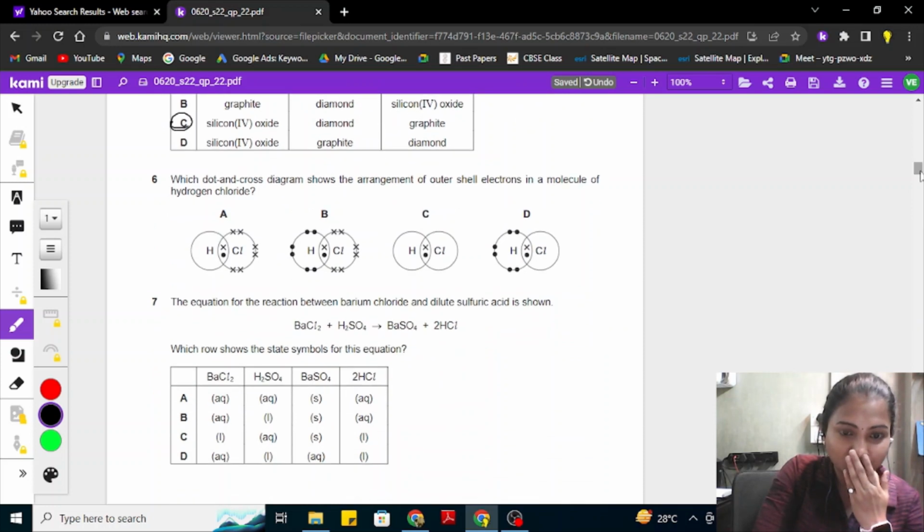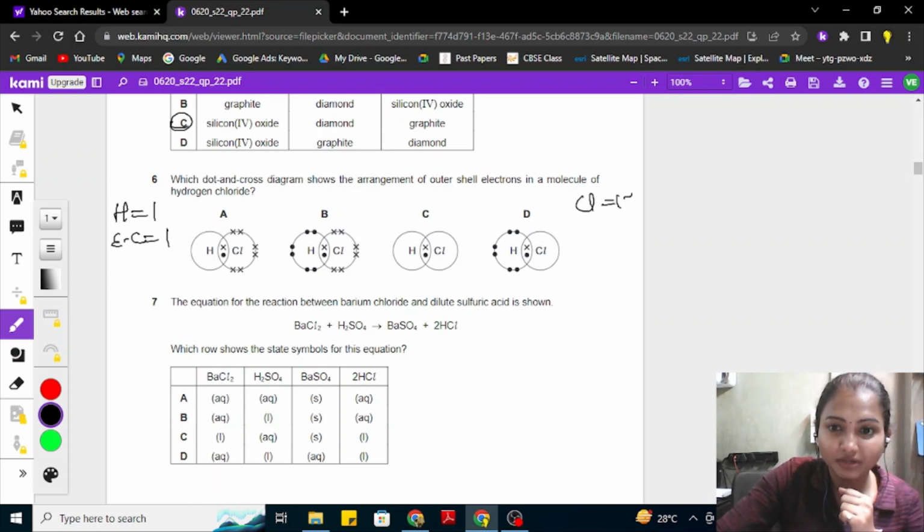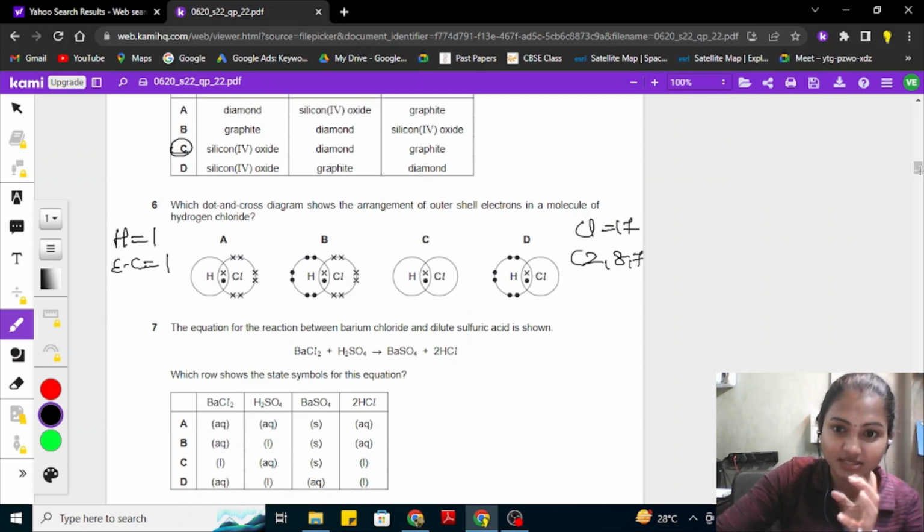Moving to the sixth question. Which dot and cross diagram shows the arrangement of outer shell electrons in a molecule of hydrogen fluoride? Hydrogen has atomic number 1, electronic configuration is also 1. Chlorine has atomic number 17, electronic configuration is 2, 8, 7. So the outermost shell 7, in the outermost shell 1. So let's see which one is correct here.